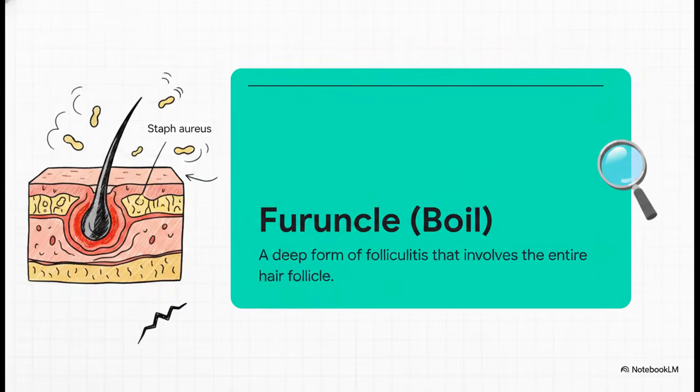But if that bacteria decides to travel further down the hair shaft, things get nasty. It morphs into a much more painful furuncle, which most people just call a boil. This is a deep form of folliculitis that typically involves the entire hair follicle and even bleeds over into the surrounding subcutaneous tissue. It's a much more entrenched infection, and it's overwhelmingly driven by Staph aureus, and it creates this deeper, highly tender nodule that can absolutely leave scar tissue if it gets severe enough.